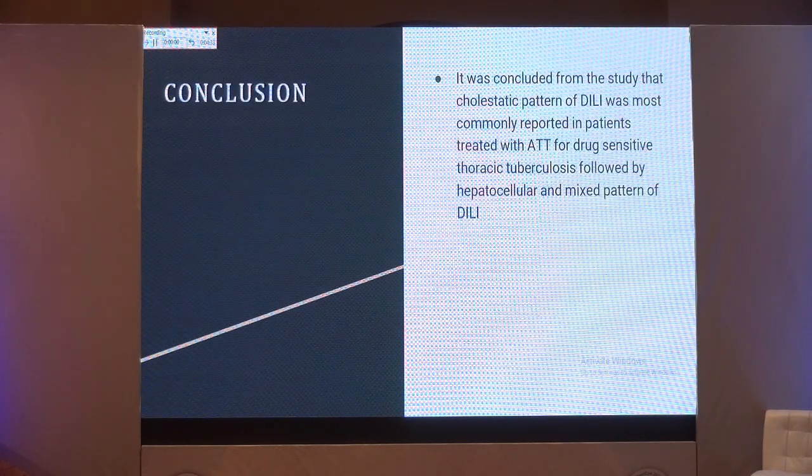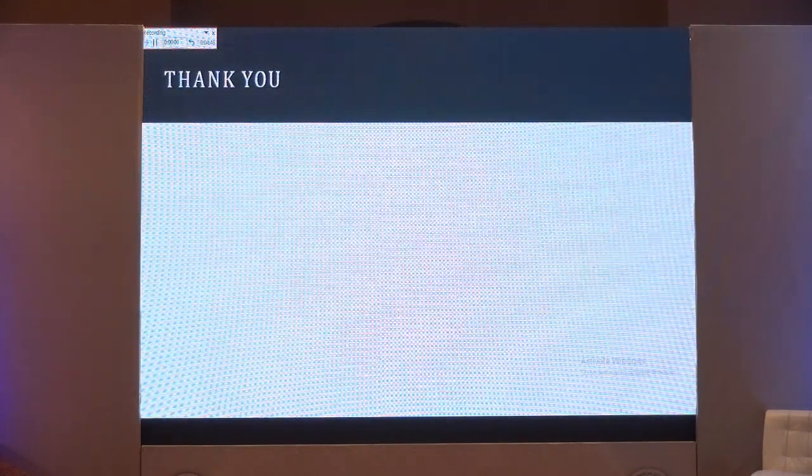57.5% of patients. It is concluded from the study that the cholestatic pattern of DILI was the most commonly reported in patients treated with ATT for drug-sensitive thoracic tuberculosis, followed by hepatocellular and the mixed pattern of DILI. Thank you.